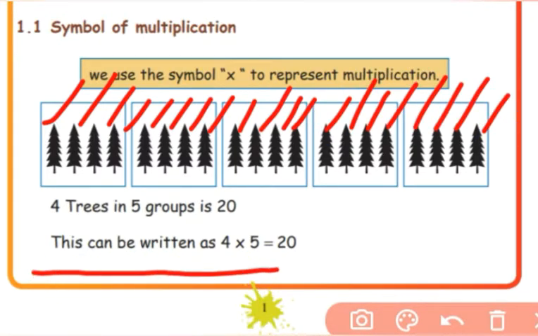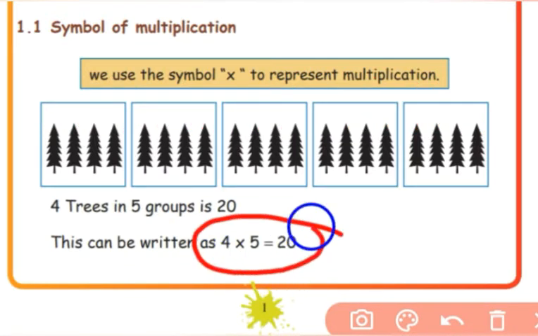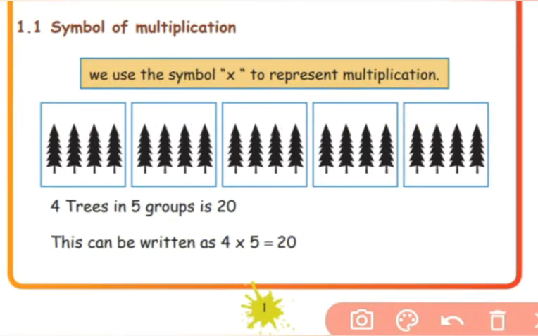This can be written as 4 into 5 is equal to 20. ஒரு குரூப்ல எவ்வளவு trees இருக்கு? 4. So total எவ்வளவு groups இருக்கு? 5. The total number of trees is 20. So the multiplication fact is 4 into 5 is equal to 20.